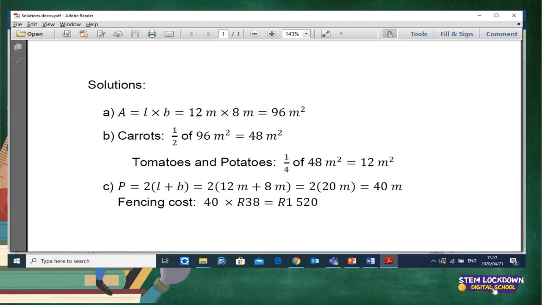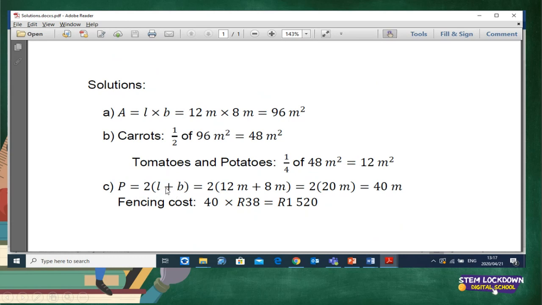Now, we are going to the last one, which is the P, also known as the perimeter. We have said that the perimeter is the distance around the edge of the shape. And as you know, P is equal to 2 open bracket L plus B. This is the formula that we have. If you remember in the beginning, I've shown you this formula to calculate the perimeter of a rectangle.